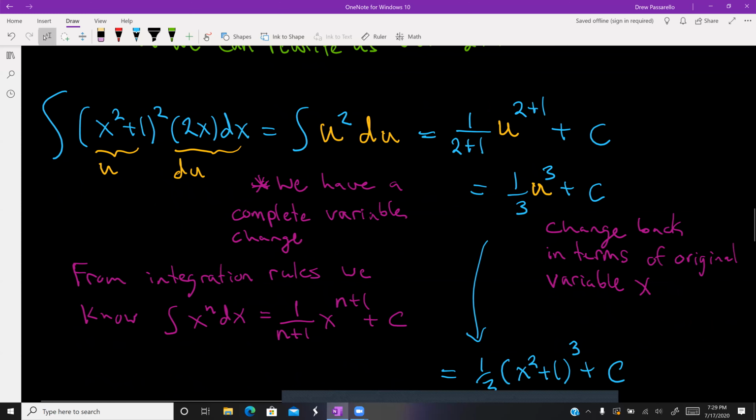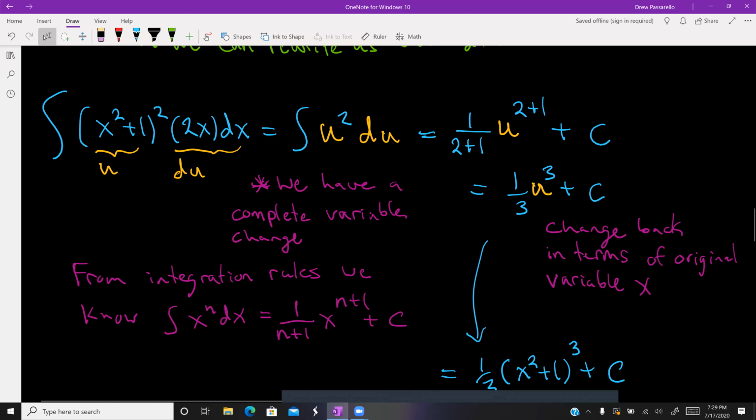And we know how to integrate u squared, because from integration rules, when we had the power rule for integration, like x to the n dx, we essentially just add 1 to the exponent and it becomes n plus 1, and then you divide by that same thing. So 1 over n plus 1. So in this case, we add 1 to 2, so it'll be 2 plus 1, and then divide by 2 plus 1. So that gives us 1/3 u cubed plus c.